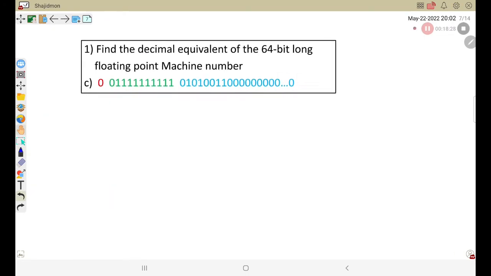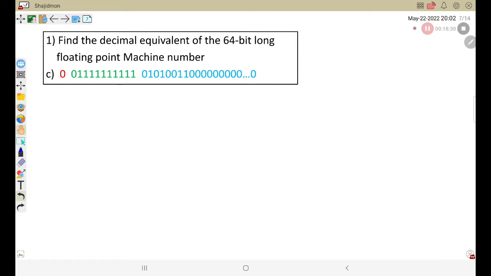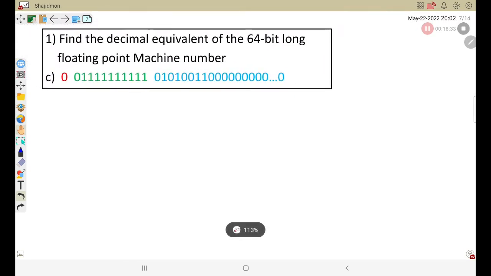Question number 1c. Find the decimal equivalent of the 64-bit long floating point machine number given, starting with 0, 0, 1, 1, 1, and the next 52 bits are also given. We start with the first bit, which is 0, so S equals 0. 0 means the number is positive.